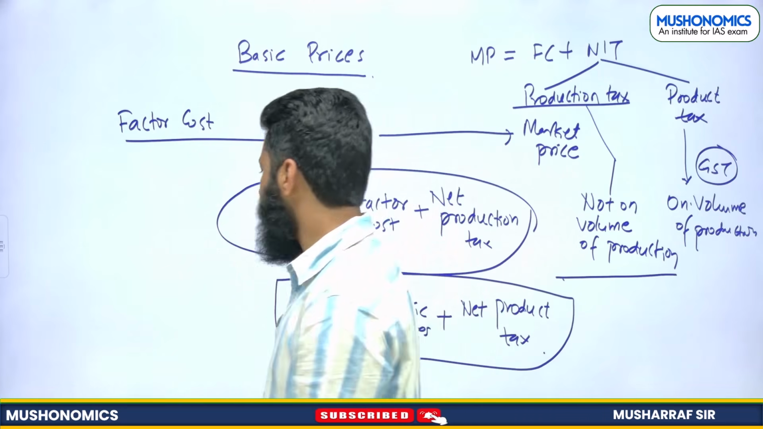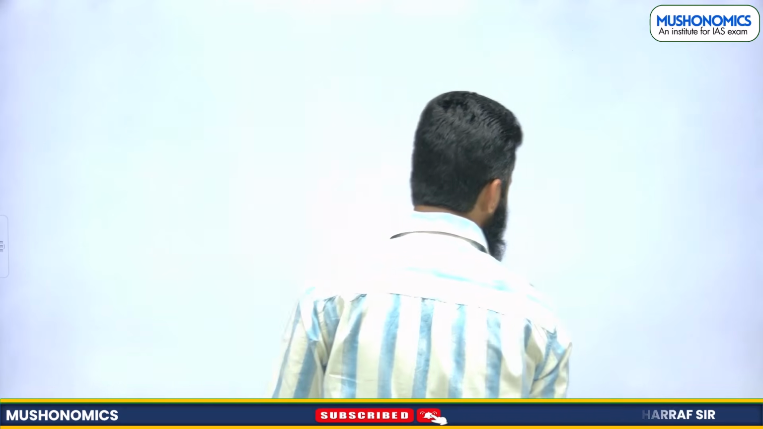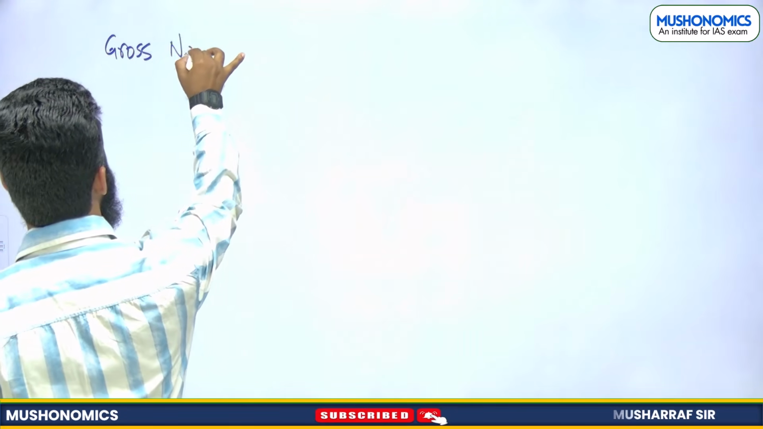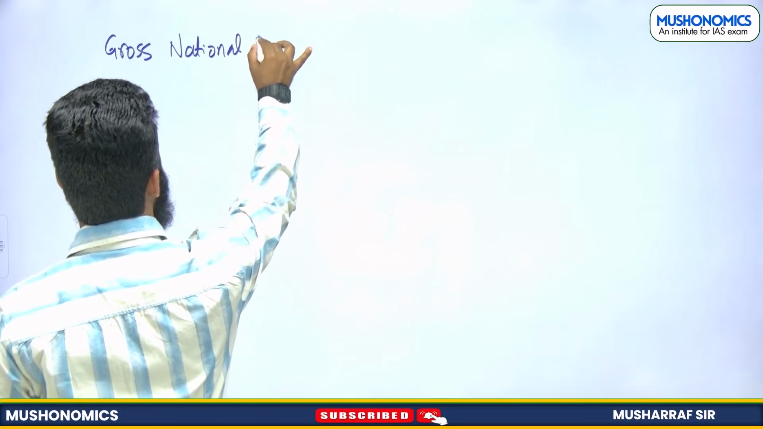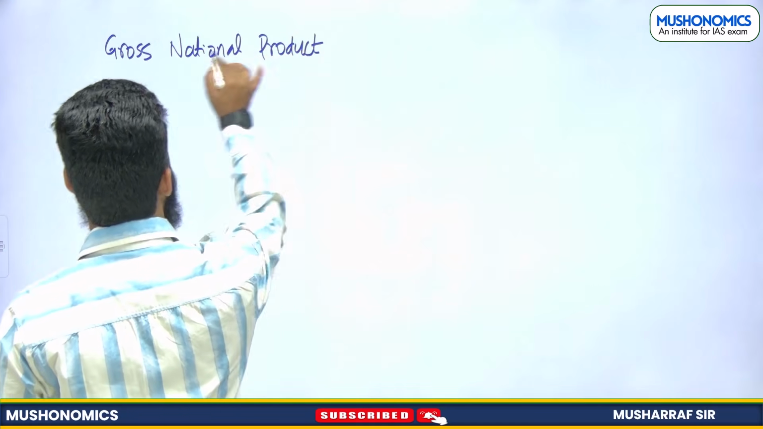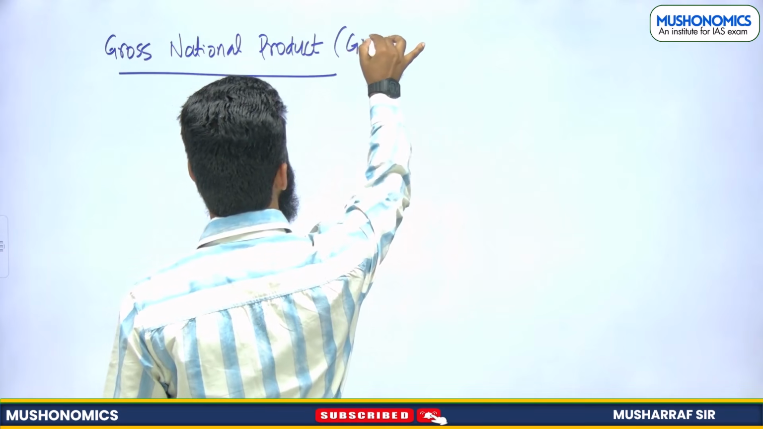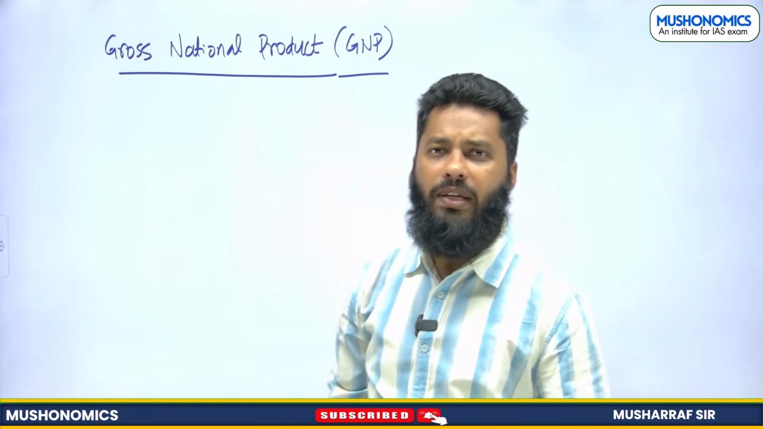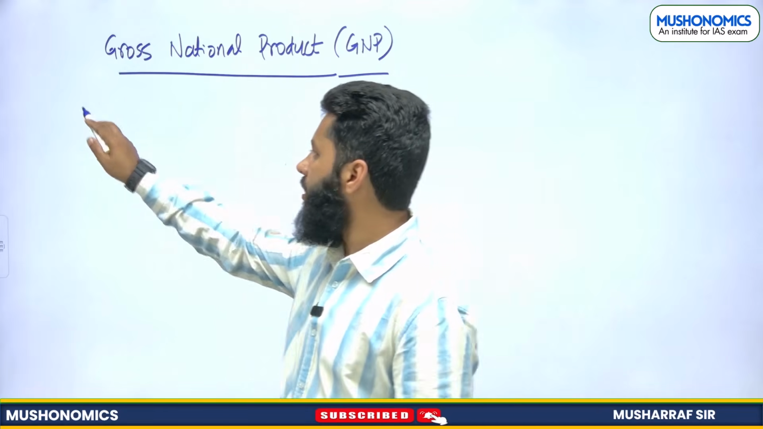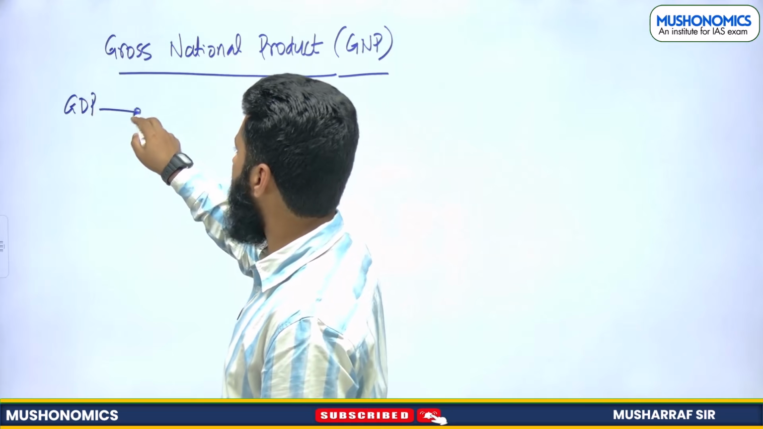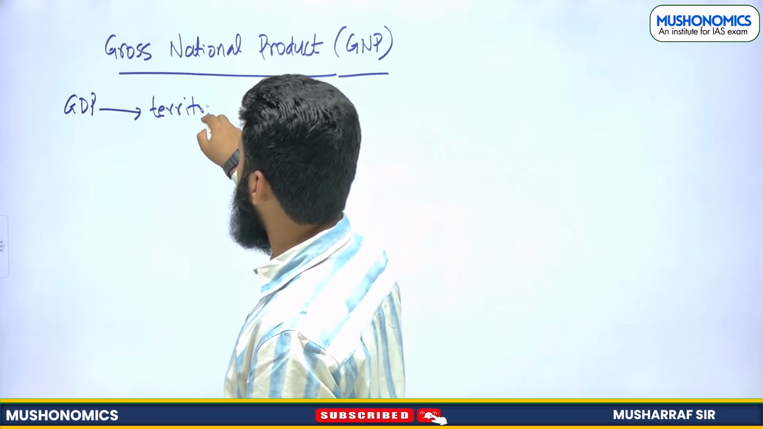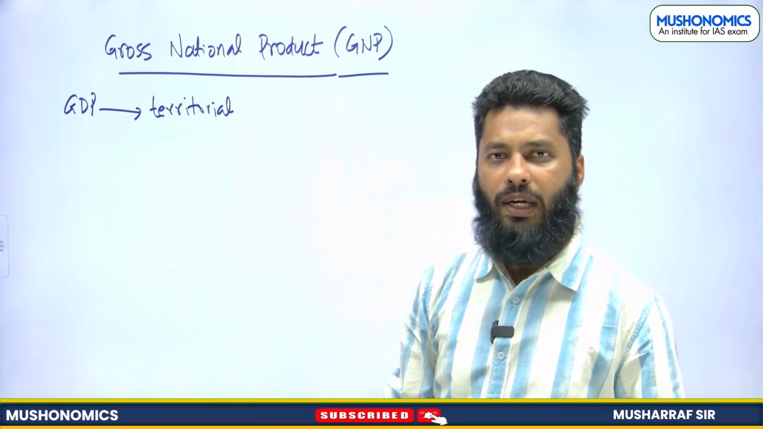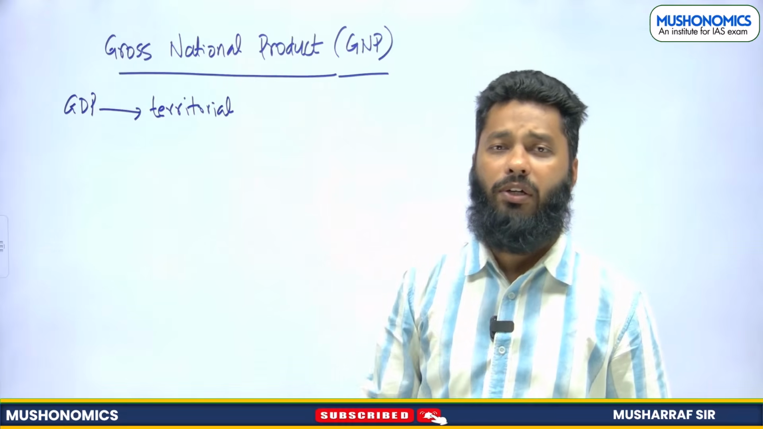Right, now let's understand one more concept, that is related to gross national product. How do we calculate gross national product, GNP? Let's understand. When I say GDP, it is a territorial concept. That means it is talking about the value of production that is taking place in the domestic territory of an economy.